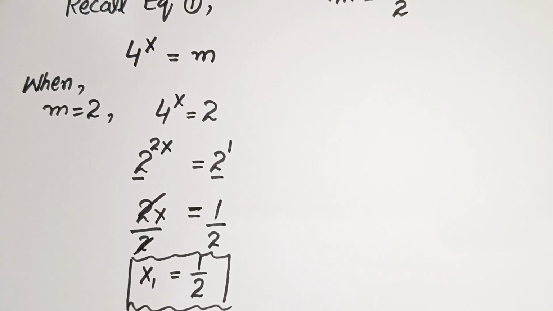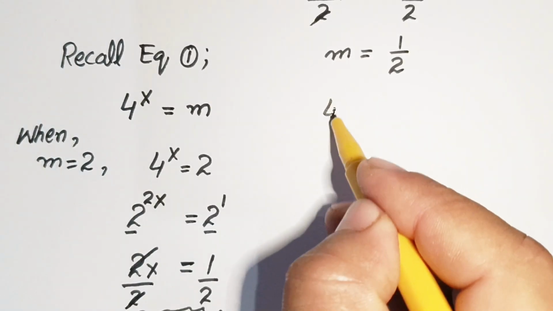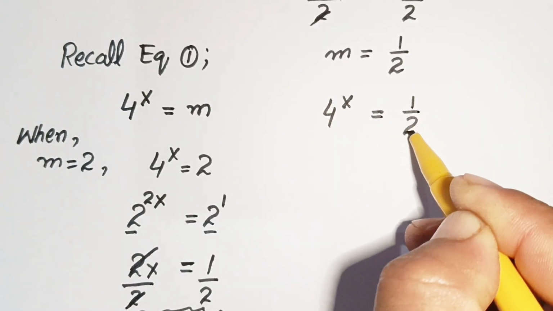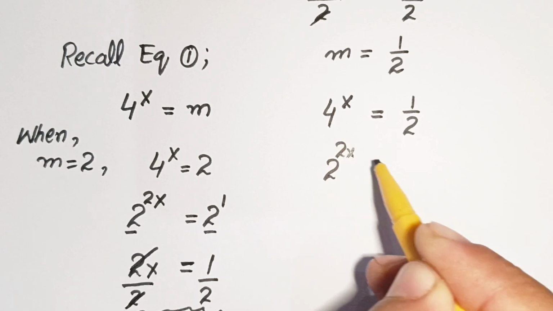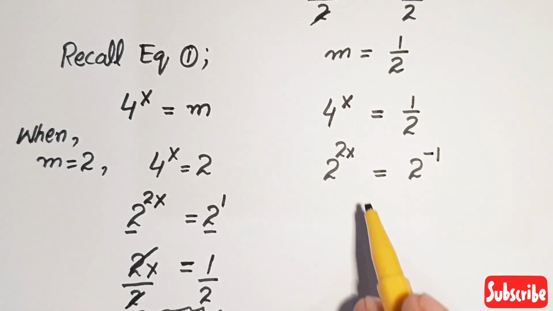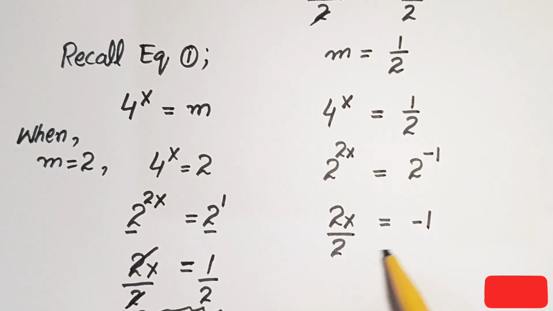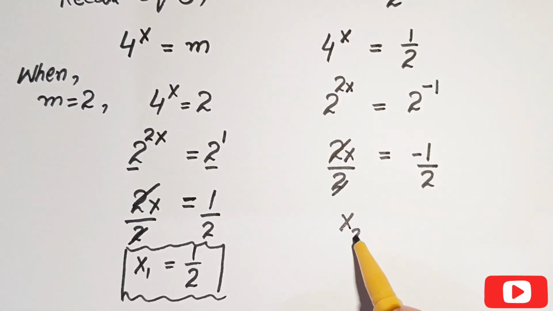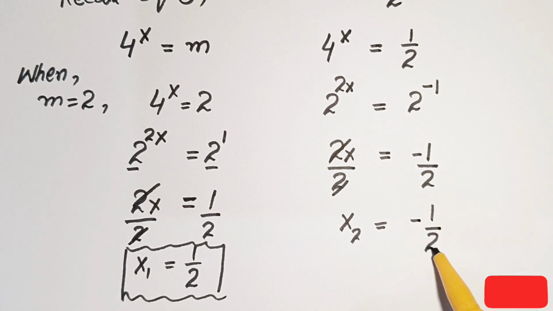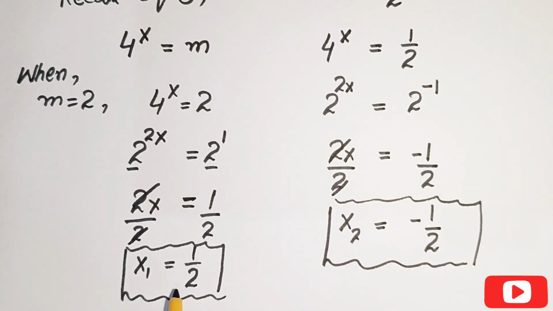Now we can solve for our next m, m is equal to 1 over 2. Again recalling equation 1, we have 4 to the power x is equal to 1 over 2. Here 2 squared to the power x is equal to, this 1 over 2 can also be written as 2 to the power minus 1. So the bases are the same, then we have 2x is equal to minus 1. Dividing both hand sides by 2, cancelling 2 with 2, we have the second value of x, which is x2, that is minus 1 over 2. Here we get two values of x. The first one is plus 1 over 2 and the second is minus 1 over 2.